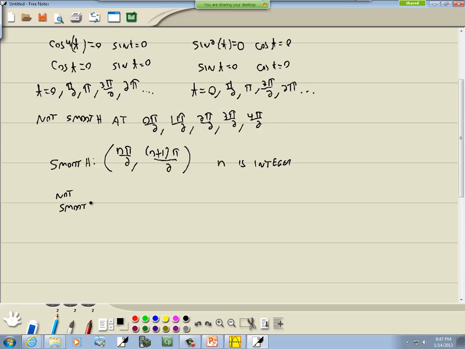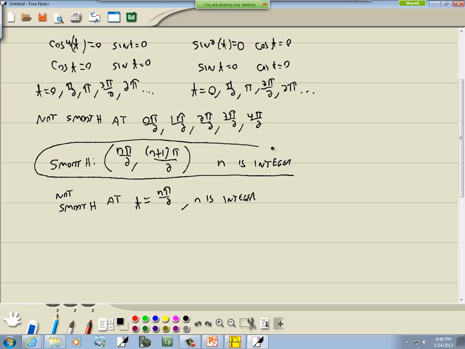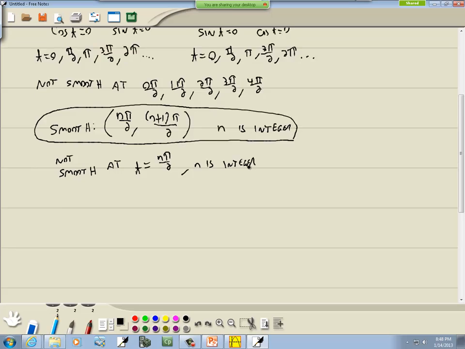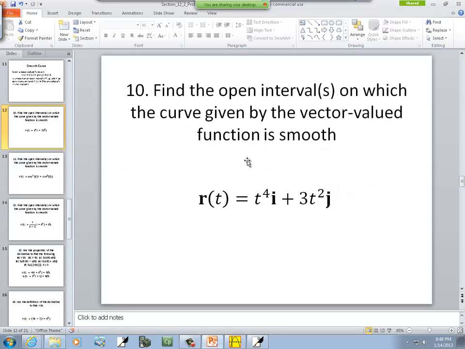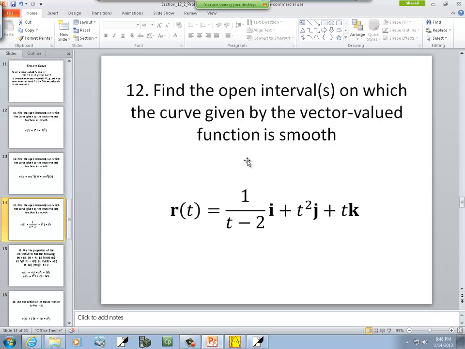Now I could equally write it a little bit easier. I could say it's not smooth at t is equal to n pi over 2, and n is an integer. Different ways you could write it. I'm going to circle this as our answer, though. And let's look at our next problem. That one we did. That one we did. Okay, this one.